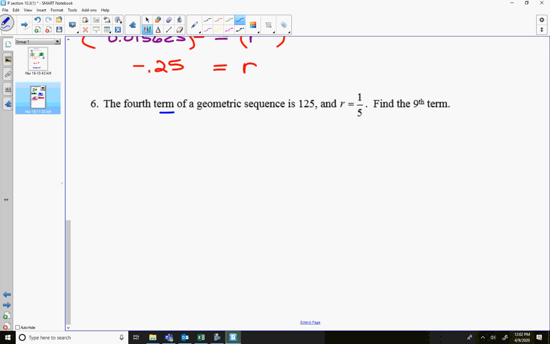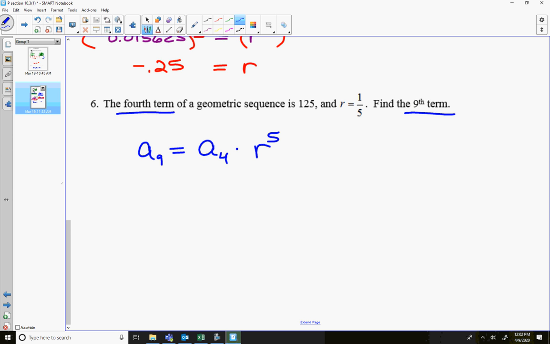If we're trying to go from the fourth term to the ninth term, the ninth term will simply be the fourth term times how many more r's? It should be 5 more. So to get from the fourth term to the ninth term, I just need to multiply by that common ratio 5 more times, or simply r to the 5th power.